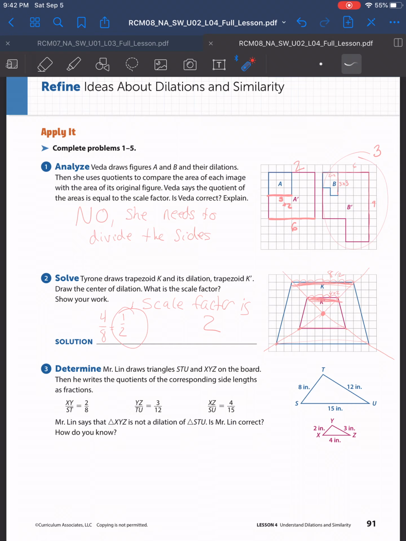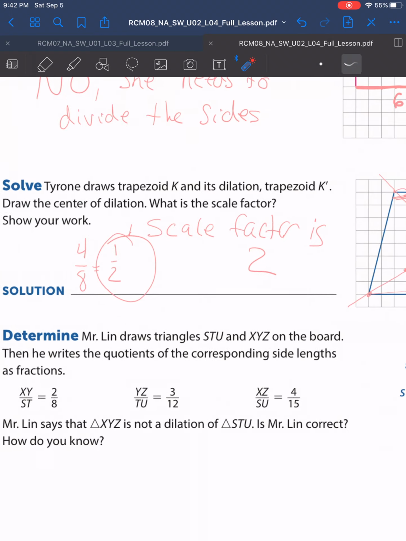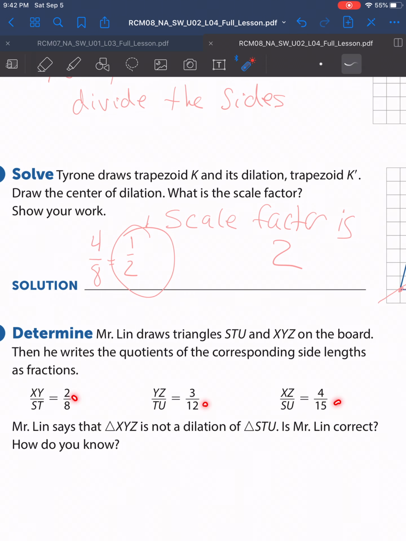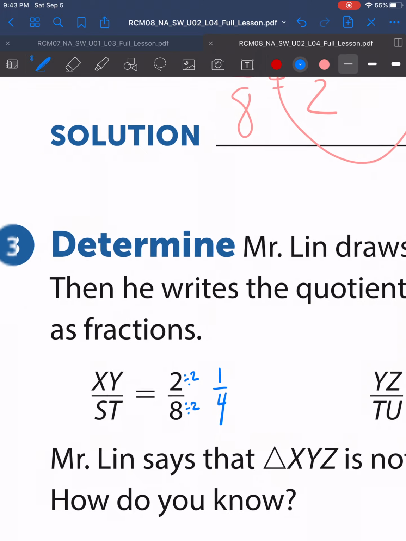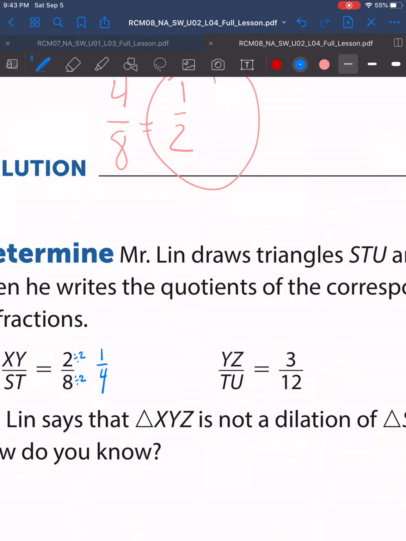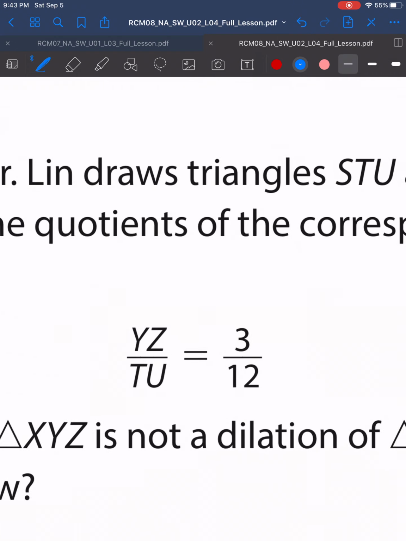Is he correct? Okay, so basically what we need to do now that we have all of these fractions is see if we can reduce them so that they all are an equal fraction. For example, can I reduce 2 eighths? Yeah, I can divide this by 2, divide this by 2, and get 1/4. Now, if they are all equivalent, they should all be able to go down to 1/4.